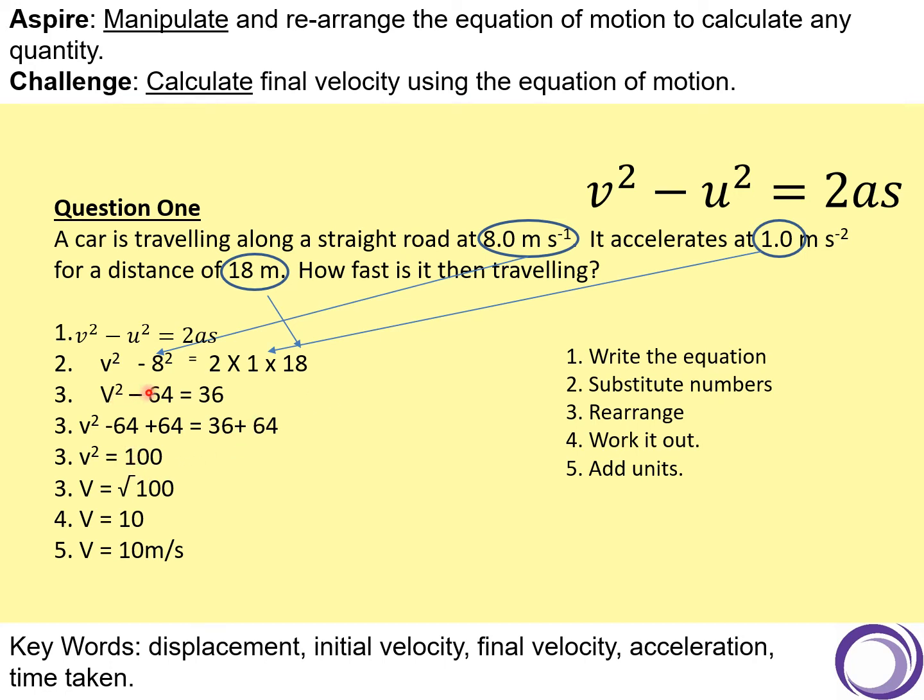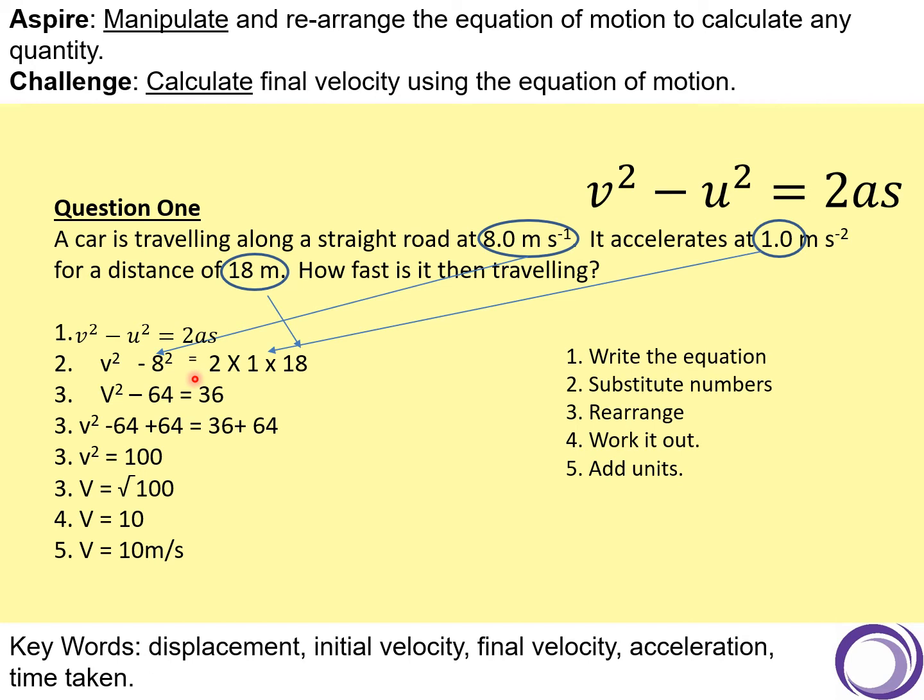Now you're going to start substituting the numbers. So you have to know what u is. Look at your piece of paper or your book. U is the starting speed. Okay, so you're going to use this 8 meters per second, so you're going to put 8 squared in there. So you've got v squared. We don't know how fast it's traveling at this point in time, and that's what we're trying to find out. So we can't find v squared, but we do know what its starting speed was, 8 meters per second. So that goes in there.